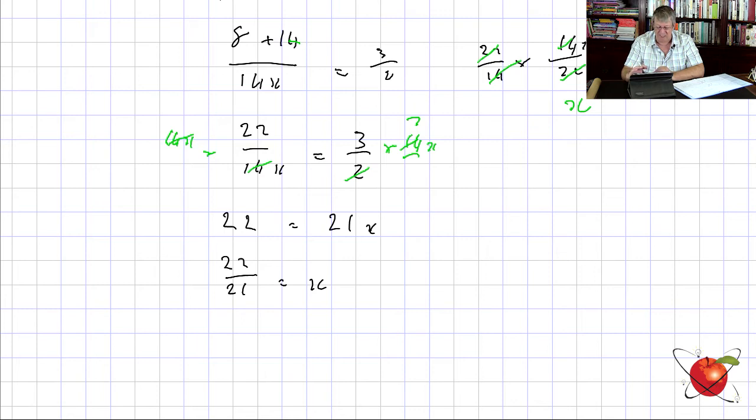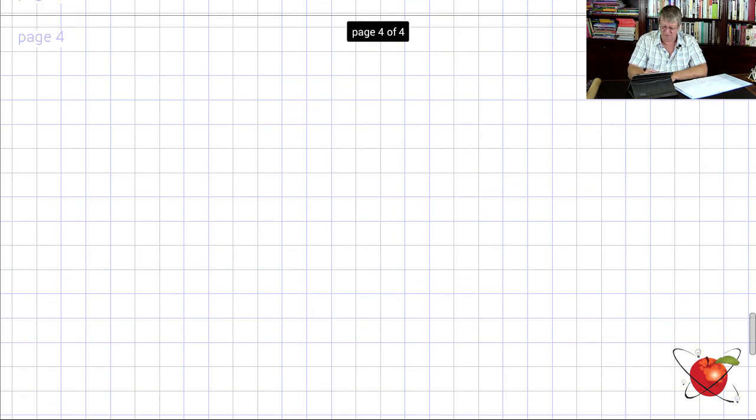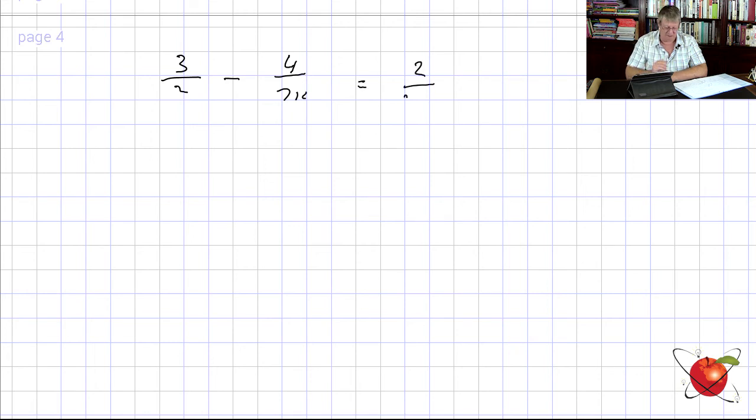So, straightforward and easy at this stage, right? All we're doing is following the set of rules that we followed throughout, okay? Let's retake this one, all right? And we say our thing was 3 over 2 minus 4 over 7x equal to 2 over 2x, all right? What is the LCD? The LCD is 14x, right?